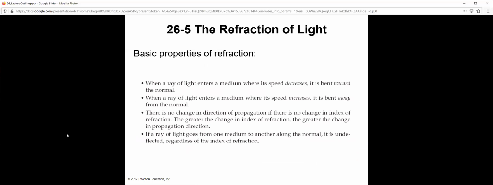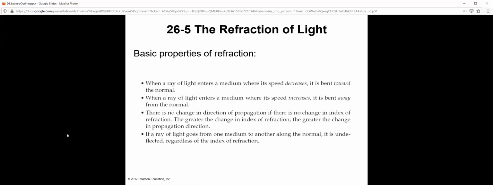Basic properties of refraction. When a ray of light enters a medium where its speed is decreased, it's bent towards the normal. And when a ray of light enters a medium where speed is increased, it's bent away from the normal. There's no change in direction of propagation if there's no change in index of refraction. The greater the change in index of refraction, the greater the change in propagation direction. So if the medium changes to water, you have less change of direction than if the medium change is, say, diamond.